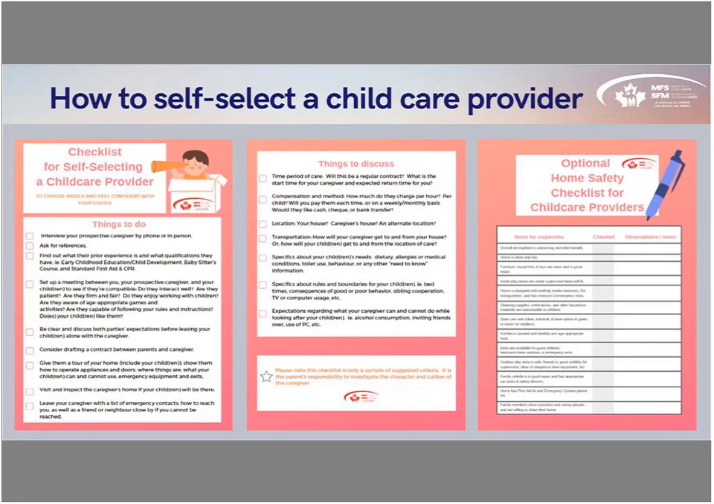Now let's take a look at how to self-select a childcare provider for your children. This might seem like a daunting task, especially when we don't know anyone in our community. However, we have created a checklist to help you make the best decision for your family. With this document, you'll have a sample of criteria to think about when looking to find the best suitable options for your kids. This checklist includes a list of things to do, a list of things to discuss when interviewing potential providers, and a final checklist for home safety inspection if the childcare is not provided in your own house.